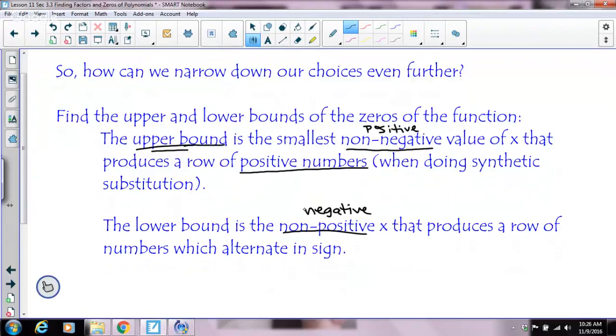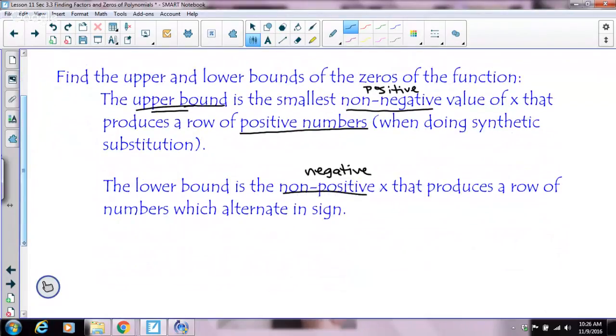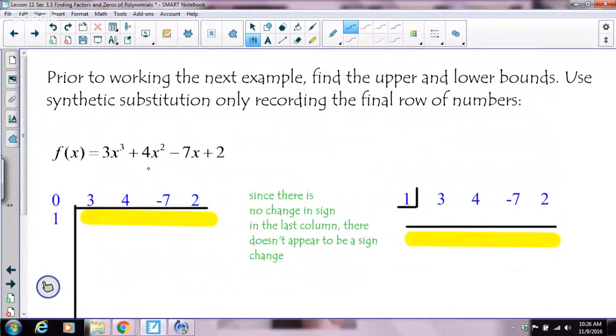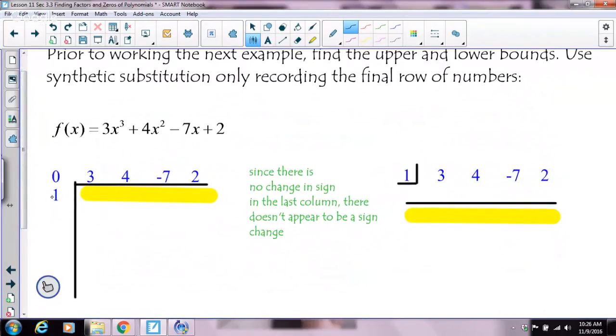So it's the negative x that produces a row of numbers which alternate in sign, meaning plus, minus, plus, or minus, plus, minus, plus, okay? We talked about that the other day when we did the intermediate value theorem. Do you remember? All right, so here's this example. 3x cubed plus 4x squared minus 7x plus 2 is a cubic function, okay? And it is in descending order, isn't it? All right. So what we do is we try to find an upper bound by picking the integers close to 0, okay? So 1, and then 2, and then 3, until you find the upper bound.